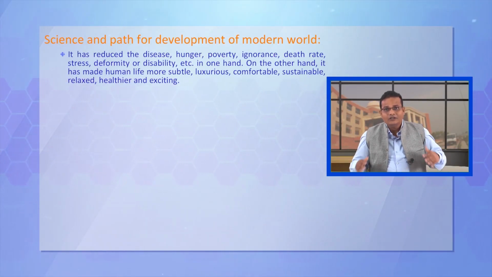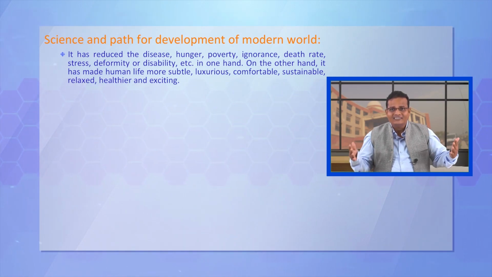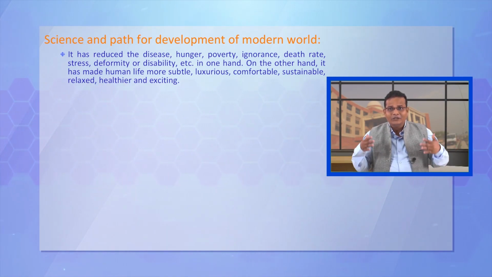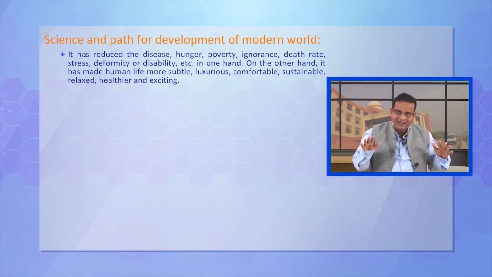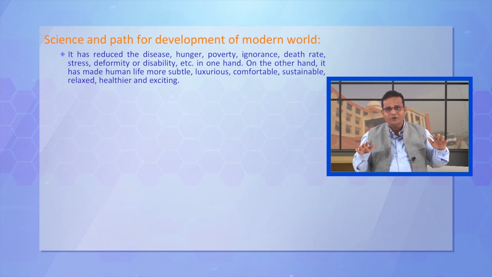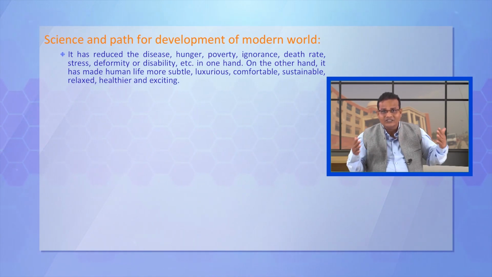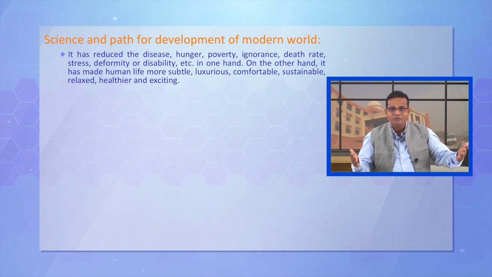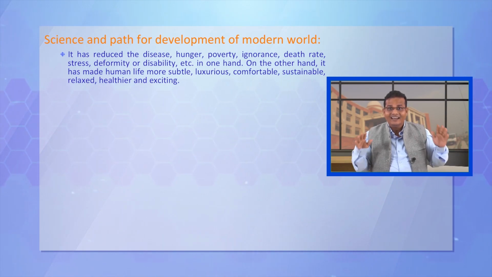Development of science is a boon to humankind. Science is in the process of understanding the mysteries of the universe for the benefit of humankind. It has created a path for the development of the modern world. It has reduced disease, hunger, poverty, ignorance, death rate, stress, deformity or disability on one hand. On the other hand, it has made human life more subtle, luxurious, comfortable, sustainable, relaxed, healthier and exciting.